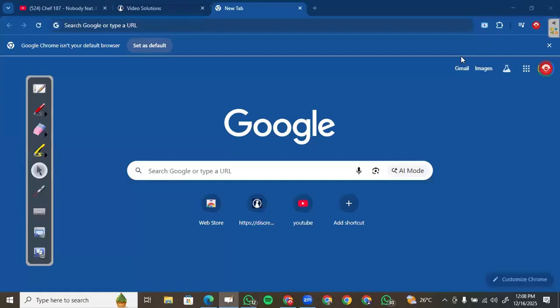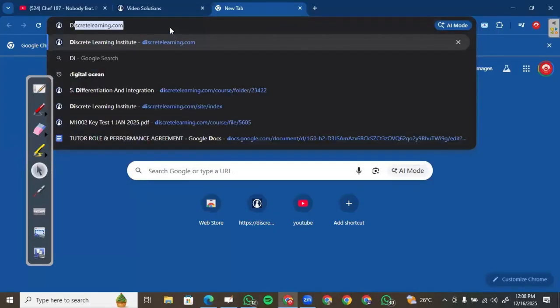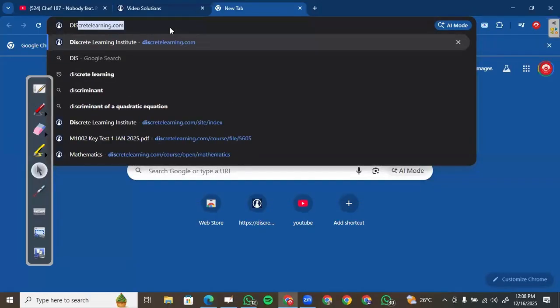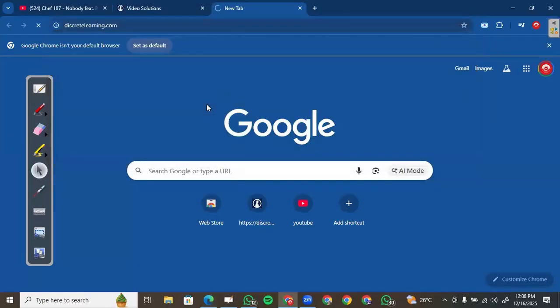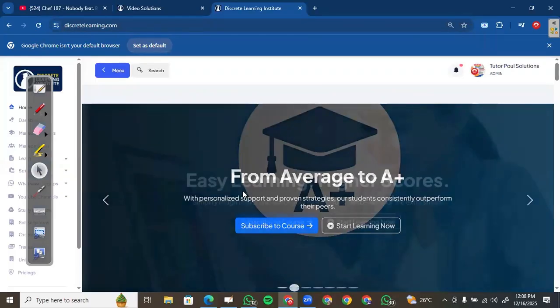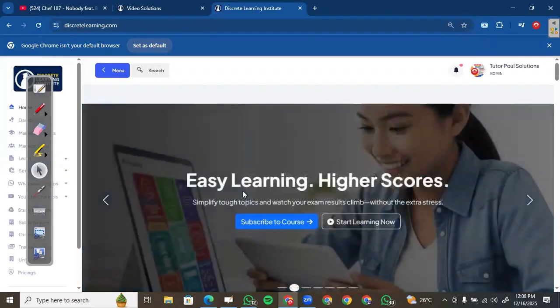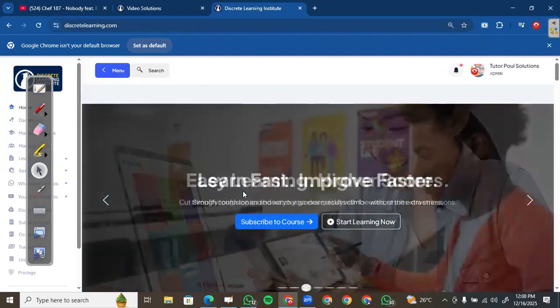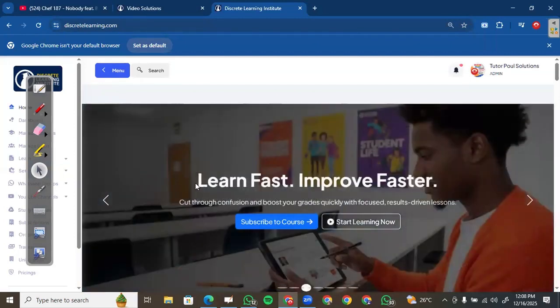So just go to Chrome. Okay, so here on Chrome, just type in discretelearning.com. Okay, and then you go to the website. So you can see this is the website here. If you don't have an account, you first need to create an account, right? So you put in your details, your name, your email, you set the password for your account, okay? And then you use it to log in.